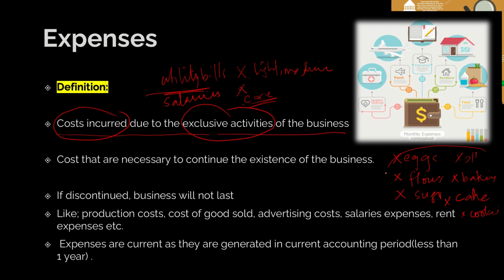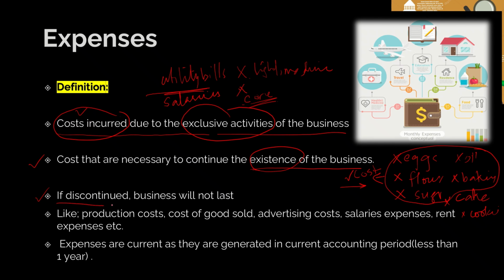So these all purchases are the necessary purchases or the costs that you pay to run your business, to generate the revenue. Expenses are simply the costs incurred due to the exclusive activities of the business. Now, I hope that this point would be clear. Or you can say the costs that are necessary to continue the existence of the business. So, business is very much dependent upon these costs. If you do not incur these costs, your business is not going to exist. We are going to discuss this point even more in the upcoming slide, with the operating expenses.